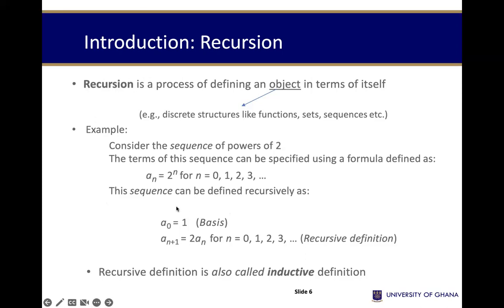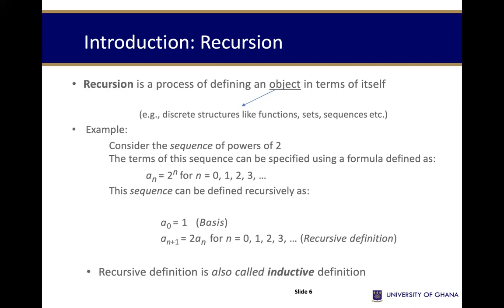So what do we do? The sequence can be defined recursively as A of 0 equal to 1. Why? Because the first power of 2 is 2 to the power 0, which is the same as 1. Followed by 2 to the power 1, which is 2. Followed by 2 to the power 2, which is 4. 2 to the power 3, which is 8. 2 to the power 4, which is 16. All the way to positive infinity. So the basis step now becomes A of 0 equal to 2 to the power 0, which is the same as 1.